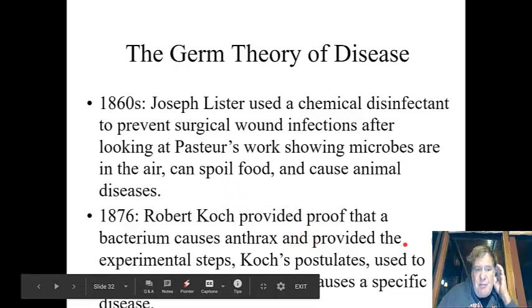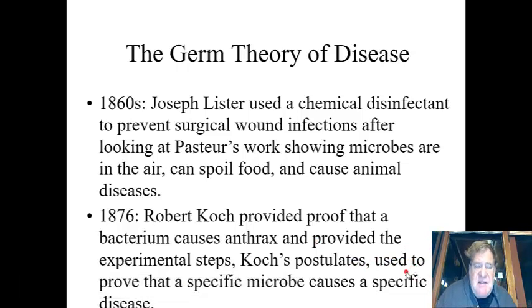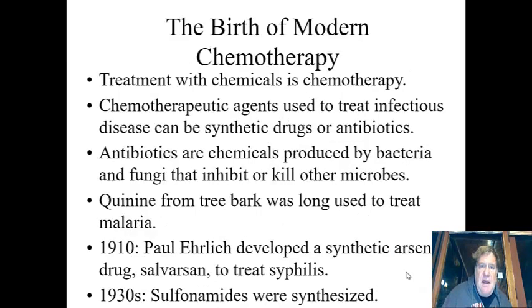In 1876, Robert Koch provided proof that a bacterium causes anthrax, and provided the experimental steps, Koch's postulates, used to prove it. And again, at this time in 1876, people were dying of anthrax all the time. We had a lot of horses and stuff like that around there, and this particular disease was present at the time.